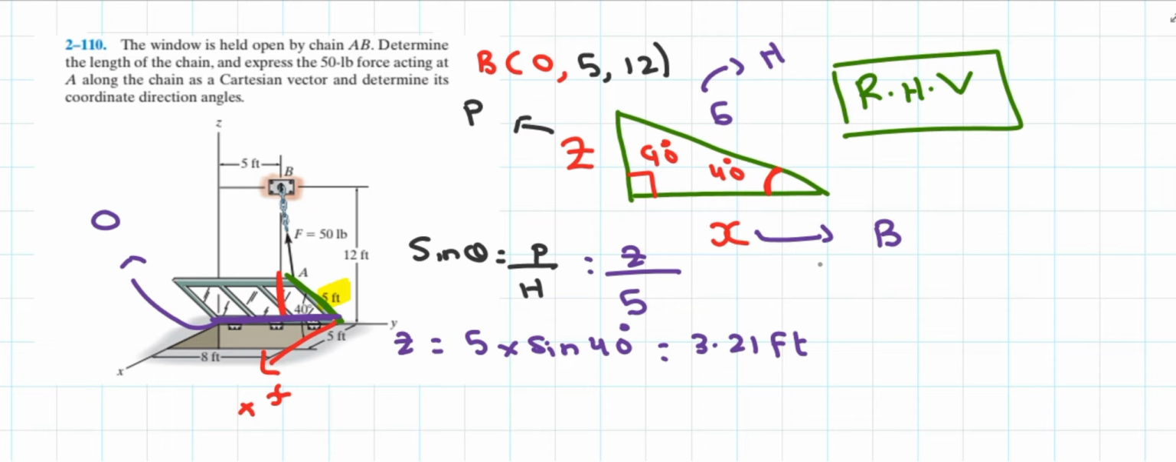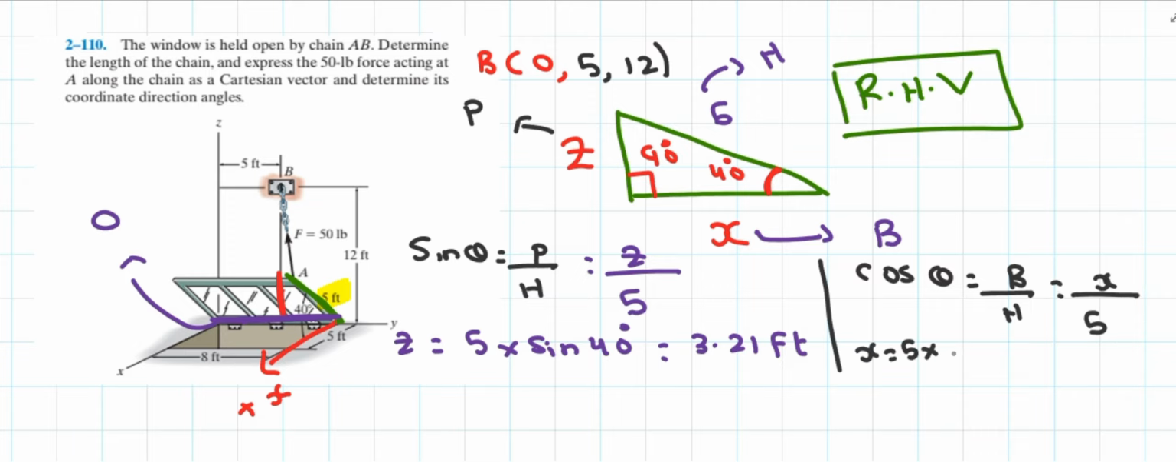And again, apply the cos theta function here. So cos theta is equal to base upon hypotenuse. Again, base in this case is x, and the hypotenuse is 5. So x equals 5 times cos of theta, and theta again is 40 degrees. So x equals cos 40 degrees times 5, which is equal to 3.83 foot.